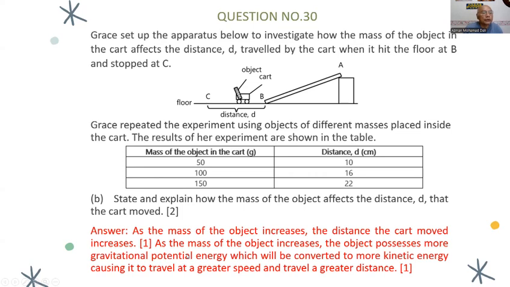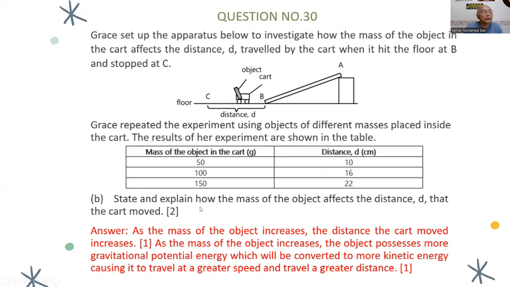As the mass of the object increases, the object possesses more gravitational potential energy, which will be converted to more kinetic energy, causing it to travel at a greater speed and a greater distance. Okay. So the more mass means more gravitational potential energy, and as it comes down, the more kinetic energy means the more the distance traveled. So that's the explanation part. So 1 mark here for the pattern statement and 1 mark here for the explanation.